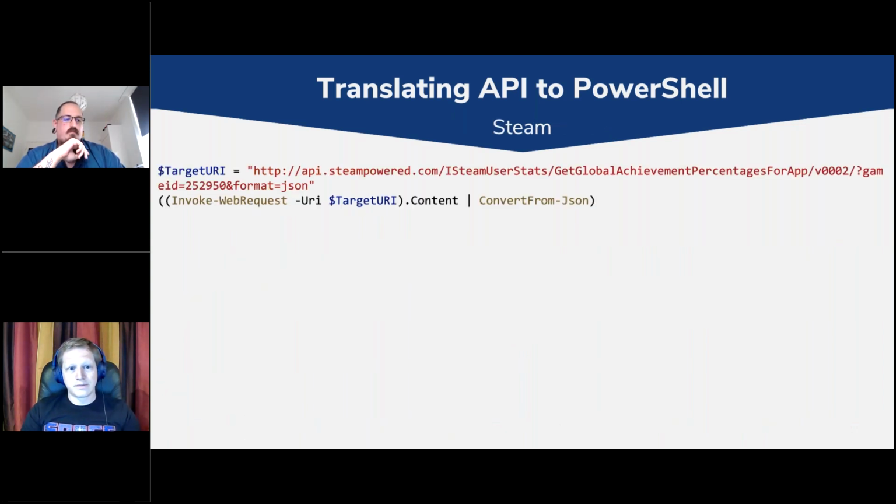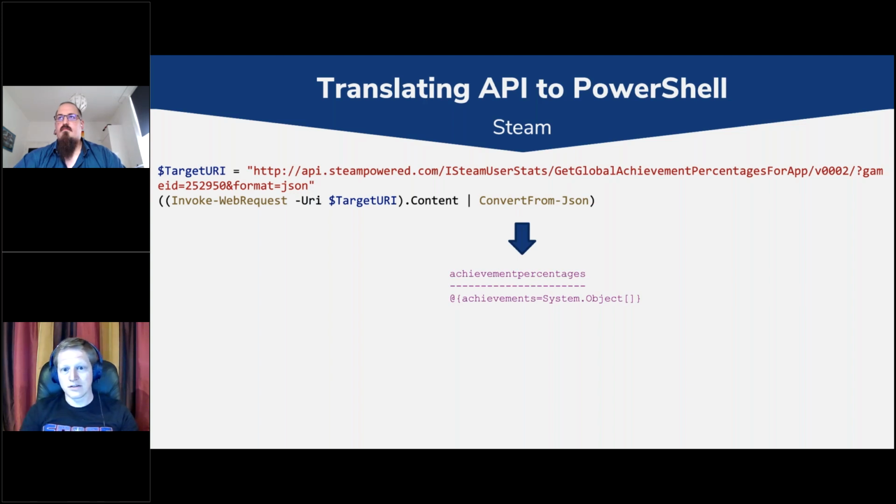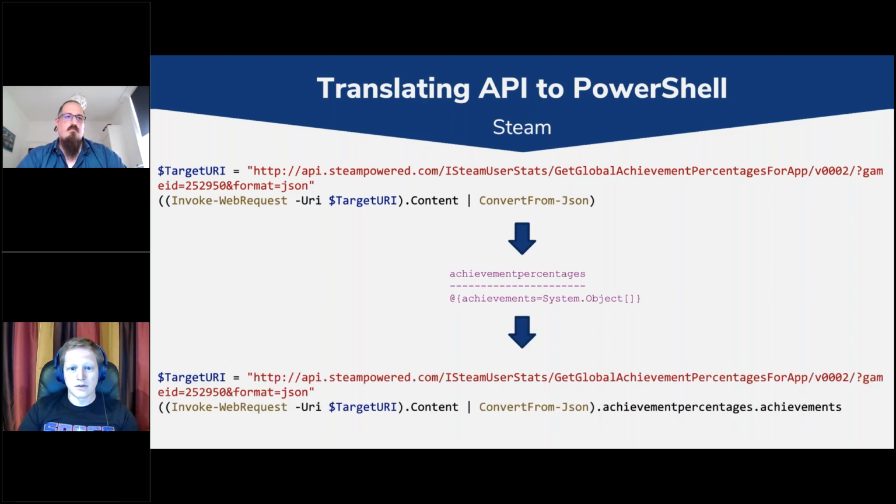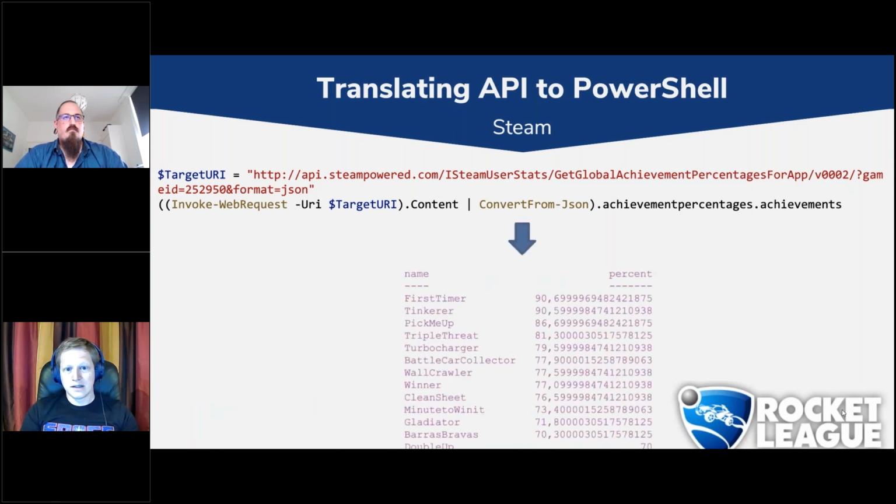So now to the next one, Steam. Well, we saw the achievements from Rocket League. So we're basically doing the same thing as just before, but now in content, there's a sub variable that says achievement percentage. So I need to drill down a bit more. So basically you're doing the same thing, Content, I convert from JSON, and then I drill down to achievement percentage and achievements. And it gives me a list like this.